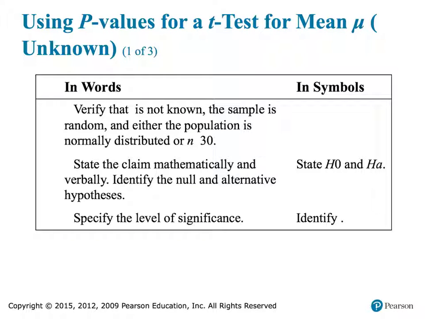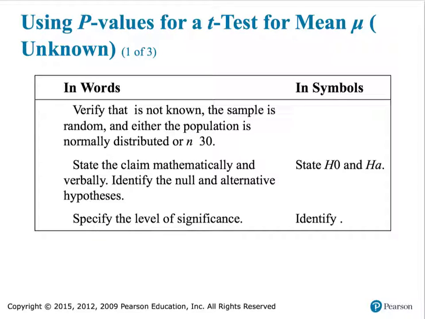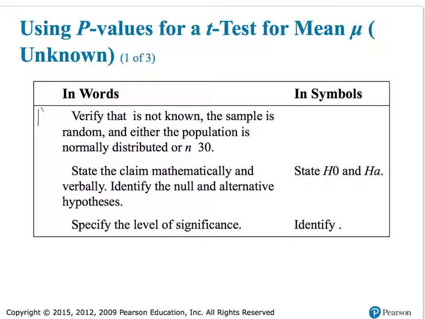This is a continuation of Lesson 7.3, where we're learning how to conduct a hypothesis test for a mean. We know that we're following this process where we first verify that the standard deviation of the population is not known, and hence we use a t-distribution instead of a normal curve. Also verify that the sample is random and that either the population is approximately normal or n is large. Second, we state the claim mathematically and verbally and identify the null and alternative hypotheses.